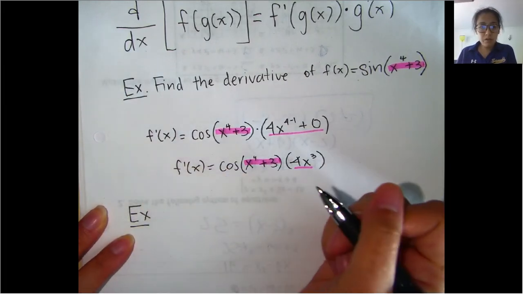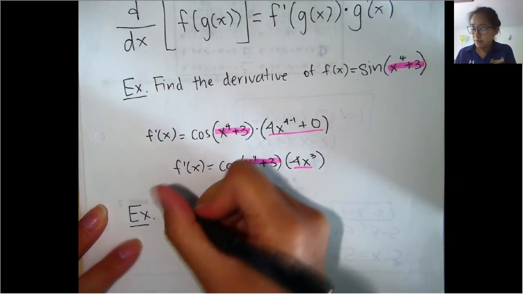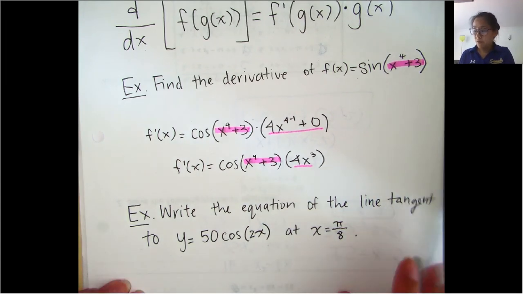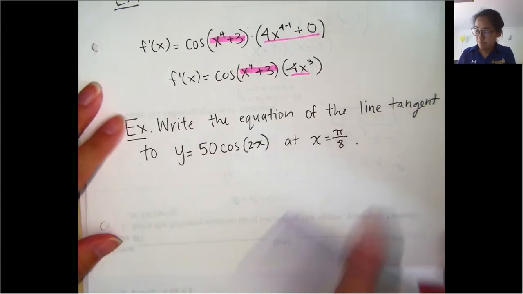Okay, we're just going to go ahead and do one more. So we'll go ahead and write the equation of the line tangent to y equals 50 cosine of 2x at x equals pi over 8. So for the equation of the tangent line, remember you need two things. That would be the point and the slope. And so we'll start by finding the point.